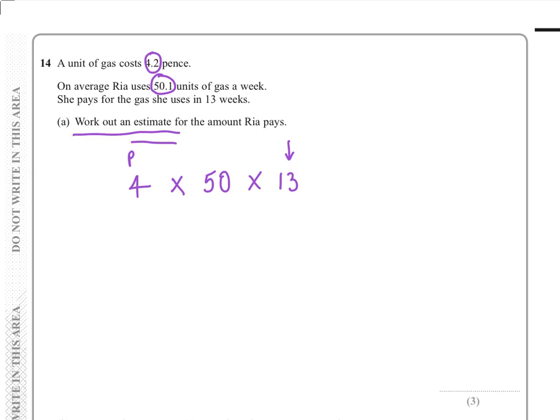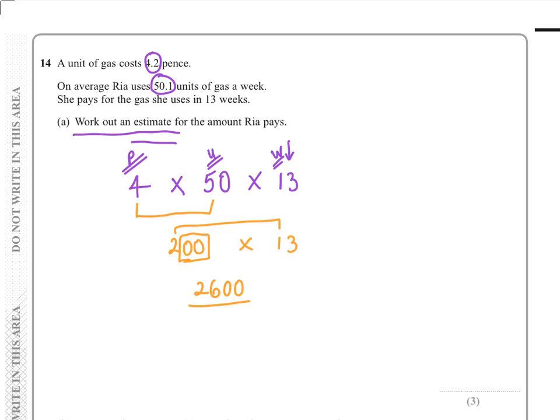So this is the pence, this is the units of gas used, and this is the weeks. So we'd have to multiply these together to get the total. So we can do this in a number of ways in our head. We can say 4 times 50 is 200, and then times that by the 13. We know that 2 13s are 26, but we had 200 lots of 13, so that'll be 100 times bigger, which is 2,600 pence.